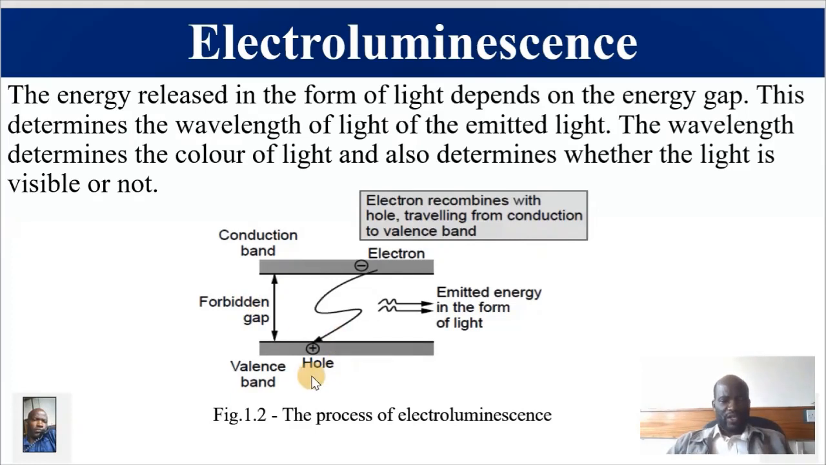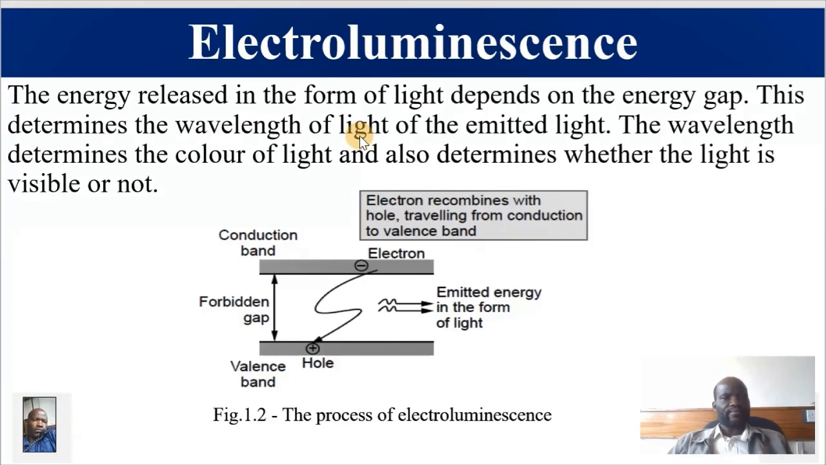So this hole simply means that an electron had escaped from the valence band to the conduction band, hence its charge is negative. The electron recombines with the hole, traveling from the conduction band to the valence band. I think this is very, very clear. And energy released in the form of light depends on the energy gap. That's very true. And this determines the wavelength.